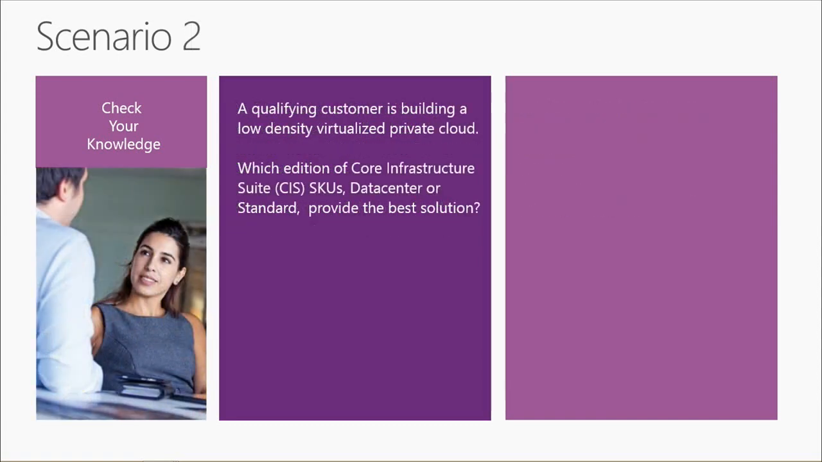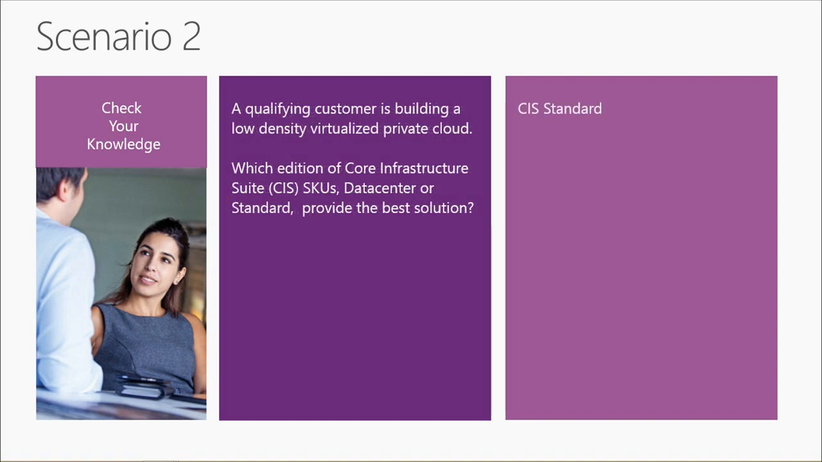In this scenario, you have a qualifying customer building a low-density virtualized private cloud. What edition of Core Infrastructure Suite SKUs, Datacenter or Standard, provides the best solution? The answer is the CIS Standard SKU.